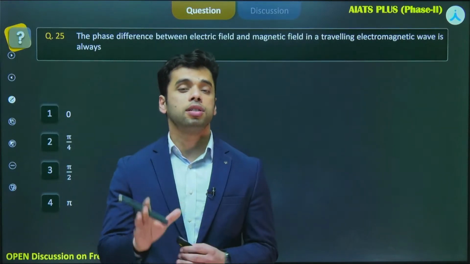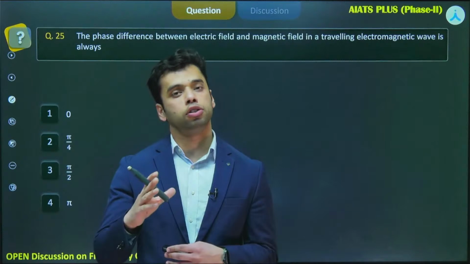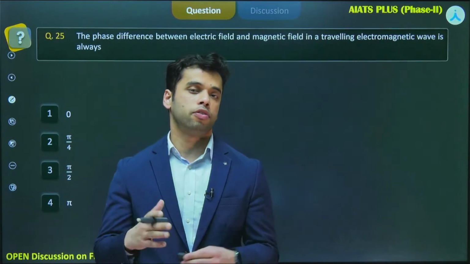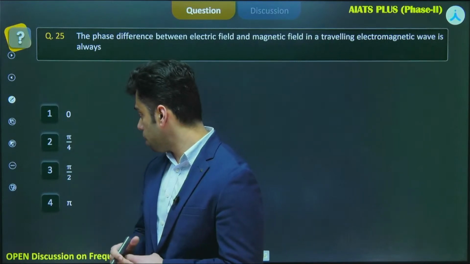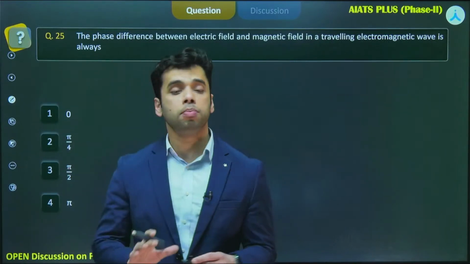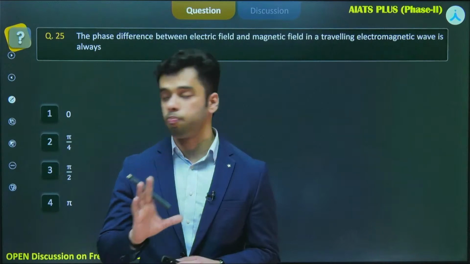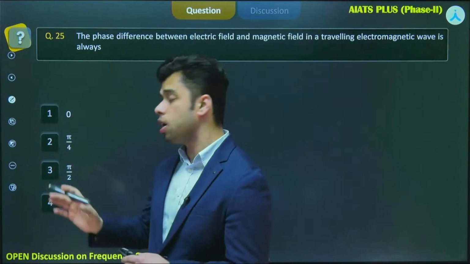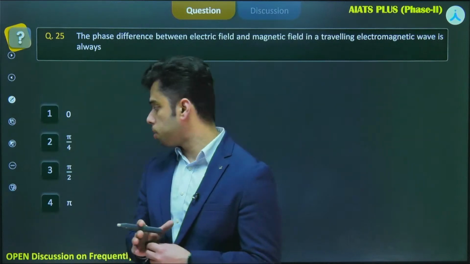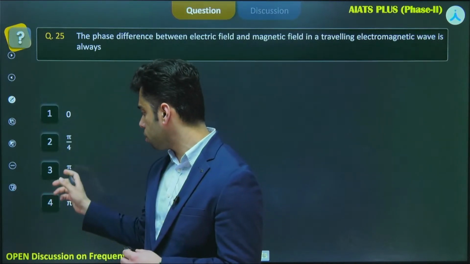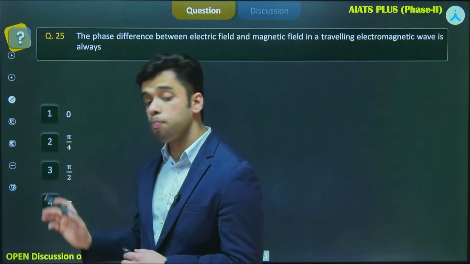So most of the students are confused whether the phase difference should be 0 or whether it should be pi by 2. If I'm clear in my head, then pi by 4 and pi would be the least options that you are going to take. And these 1 and 3 are the most probable options that you are going to pick. And I am very confident that most of you must have done wrong by picking option 3, that is pi by 2.